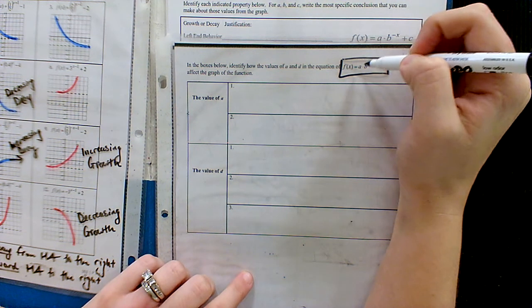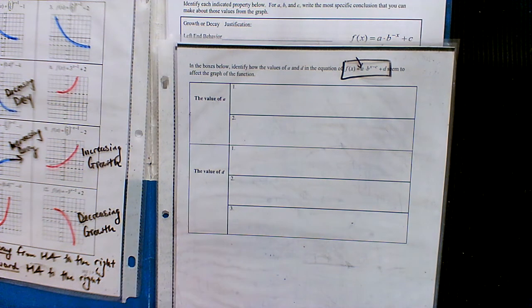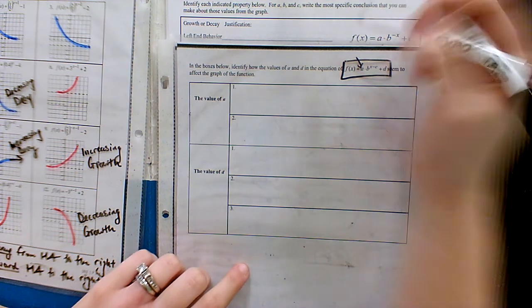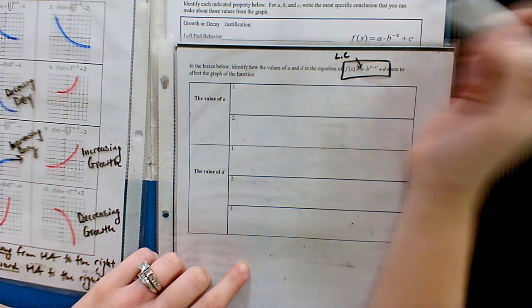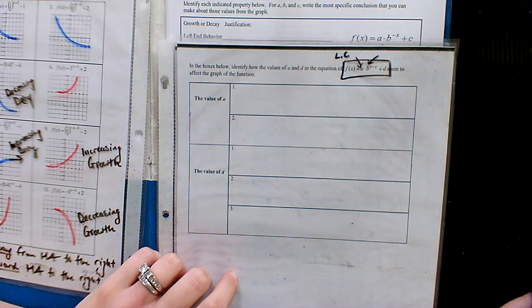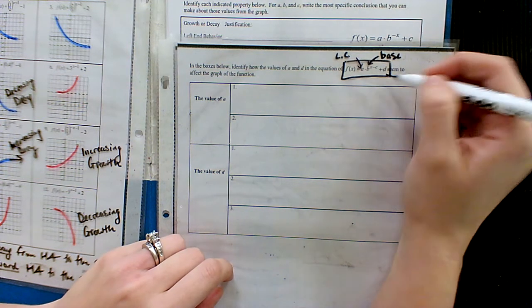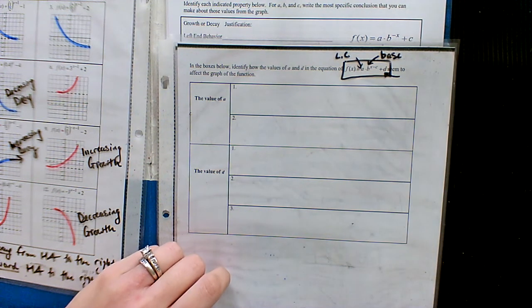Do we remember what the A value represented in our exponential form? Good, Olivia? That's your leading coefficient. What did the B stand for in the equation? Yeah? Base. That's your base. And what did this D stand for?